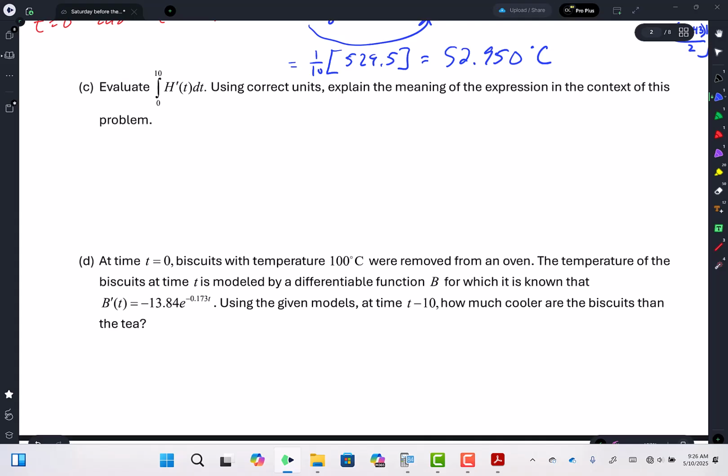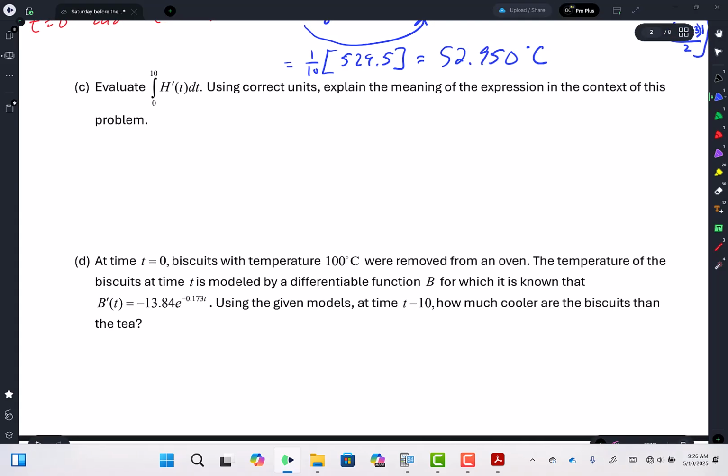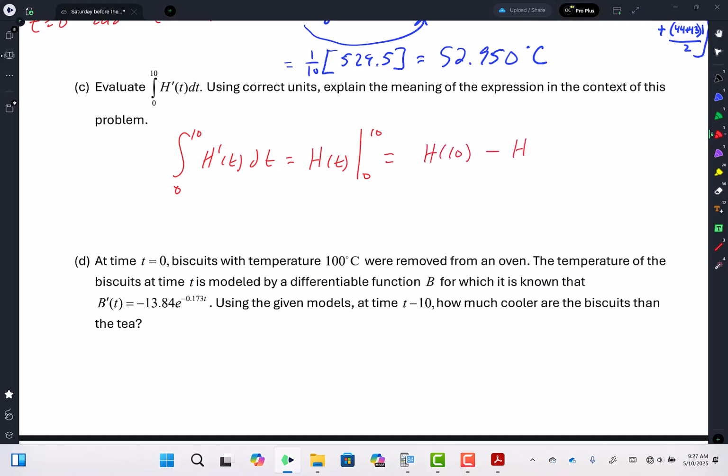Evaluate the integral 0 to 10 of h prime of t dt using correct units. Man, so they're really hitting us with FTC on this one. Explain the meaning of the expression in the context of this problem. All right, let's first evaluate this. What is the antiderivative of h prime? H, just h of t. I'm evaluating h of t between 0 and 10. You don't have to show that. You could just go right into the answer. So I'm going to go h of 10 minus h of 0.